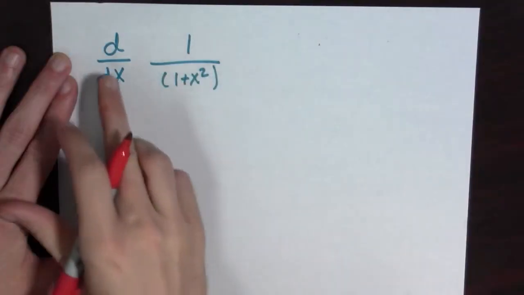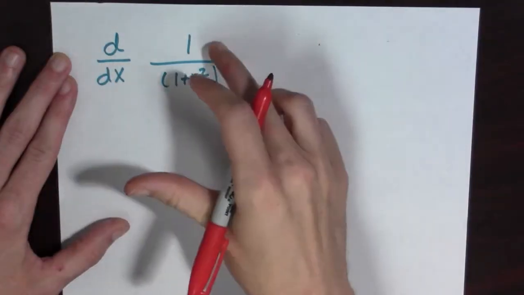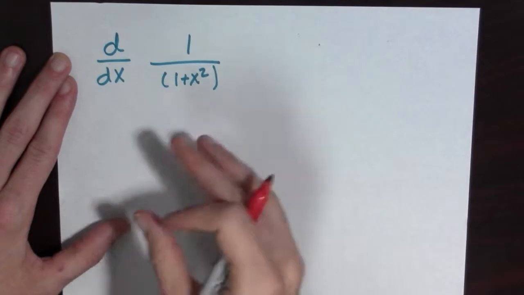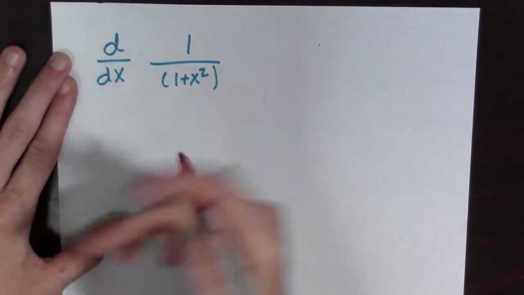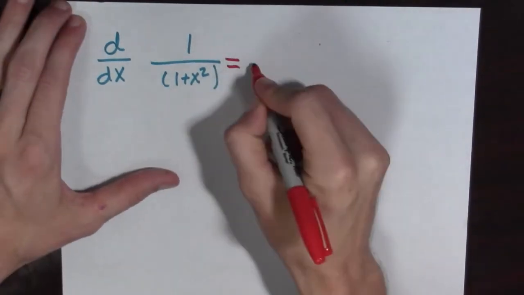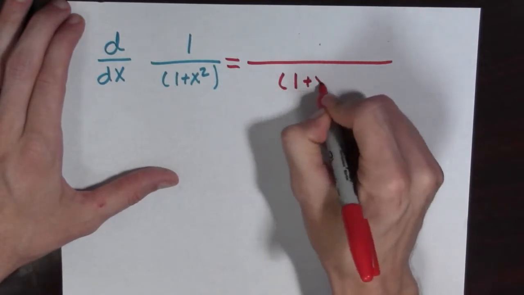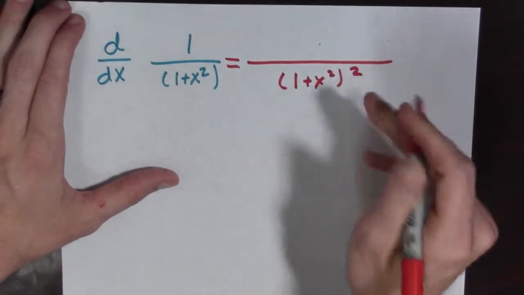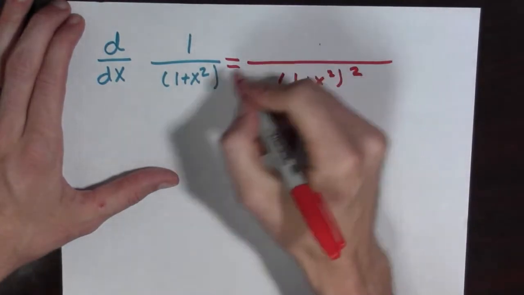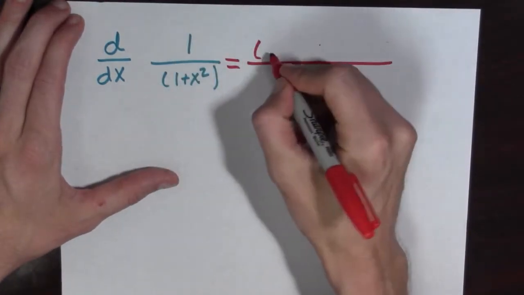Let's see another example. So now we want to take the derivative with respect to x of 1 over the quantity 1 plus x squared. Let's use the quotient rule. So this is going to be, let's see, 1 plus x squared all squared. And now this denominator is going to be written in the numerator.